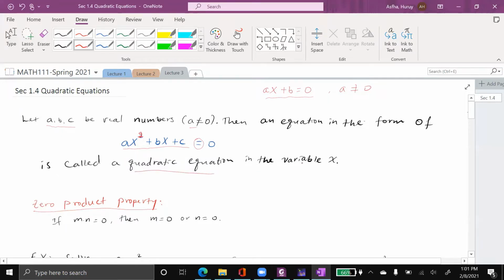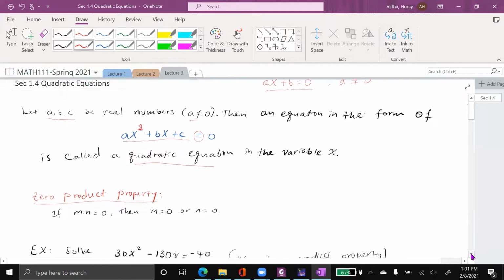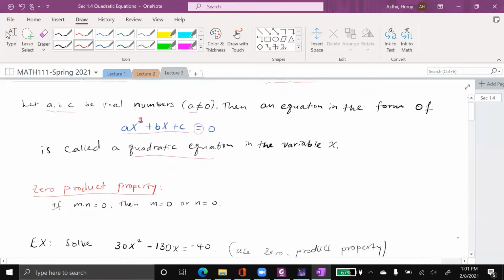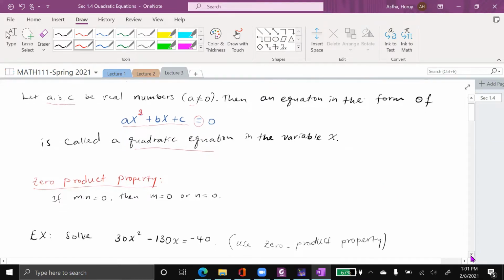A quadratic equation in the variable x. In this case, the variable is x. a, b, c, the three of them, are real numbers, given coefficients. Now, once we have such an equation, the next question to be answered is, how do we solve those kinds of equations? Do we have only one way to solve them? Well, we have a couple of them. So let's go one by one.